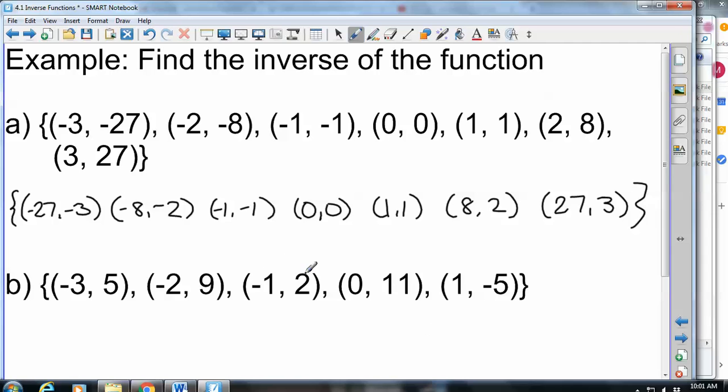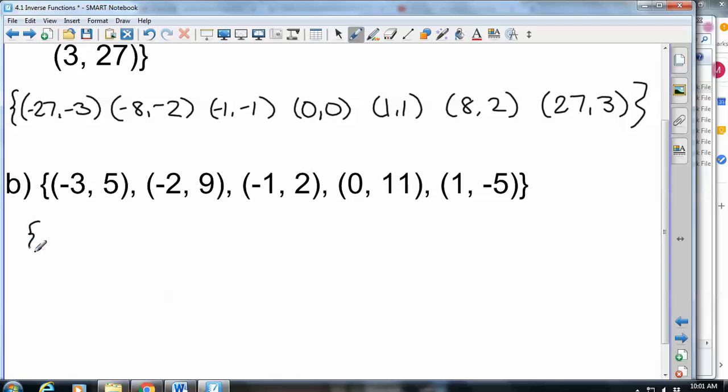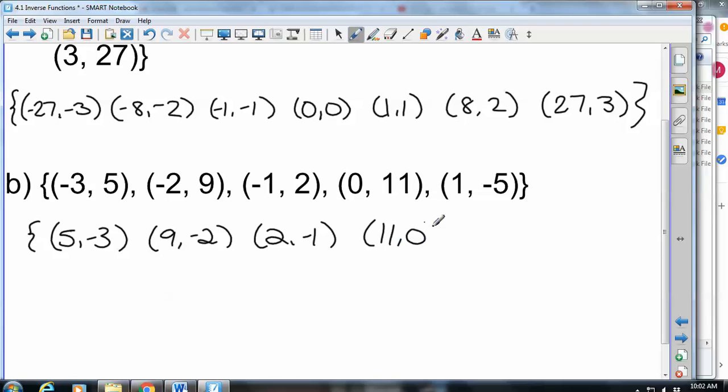What would my inverse be? Good. Any questions about that?